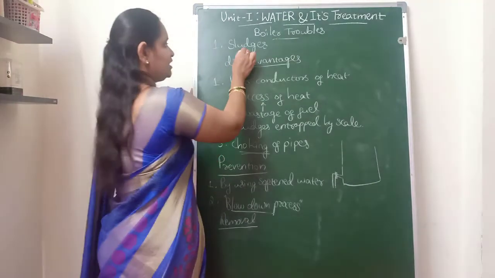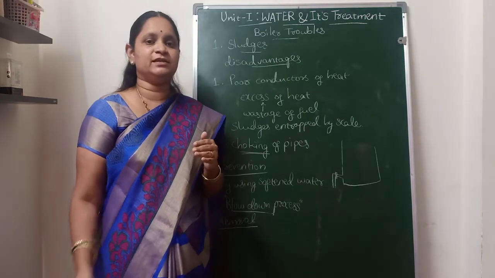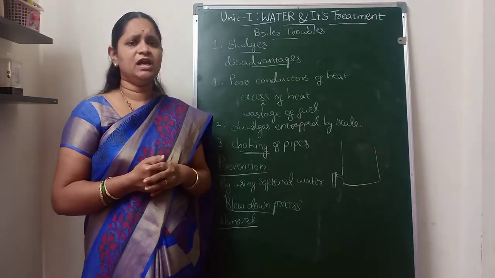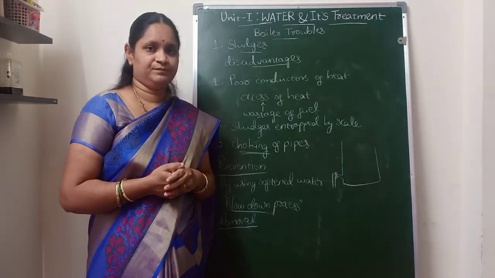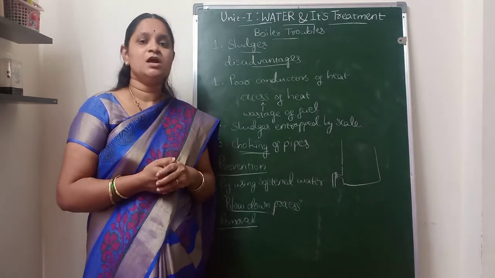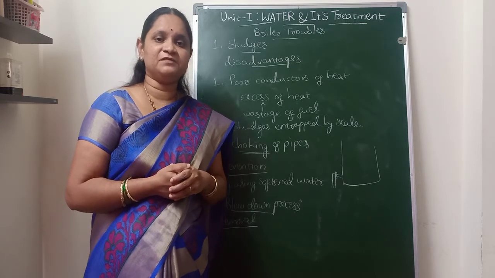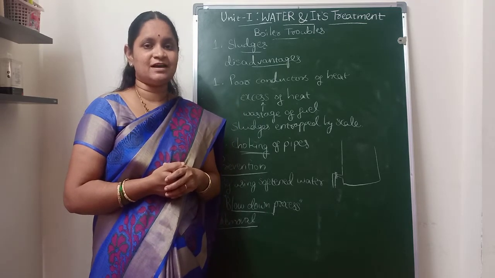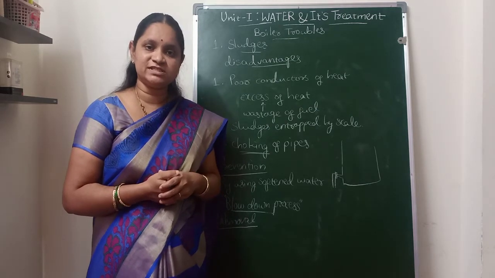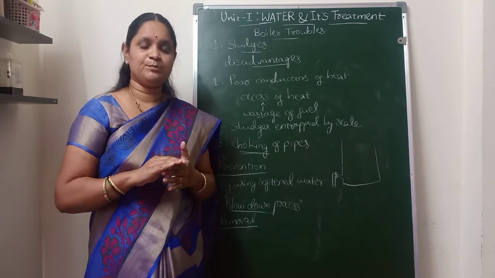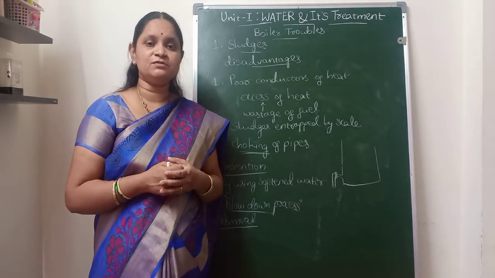Once again I'll repeat, sludges are soft, loose, slimy precipitates which are formed inside the boiler feed water. They are formed due to salts which have high solubility at high temperatures and low solubility at low temperatures. Such salts are magnesium chloride, magnesium carbonate, magnesium sulfate and calcium chloride. Sludges are formed in the colder portions, and they generally get deposited at the parts of boiler tubes where we have a lesser flow rate of the water.